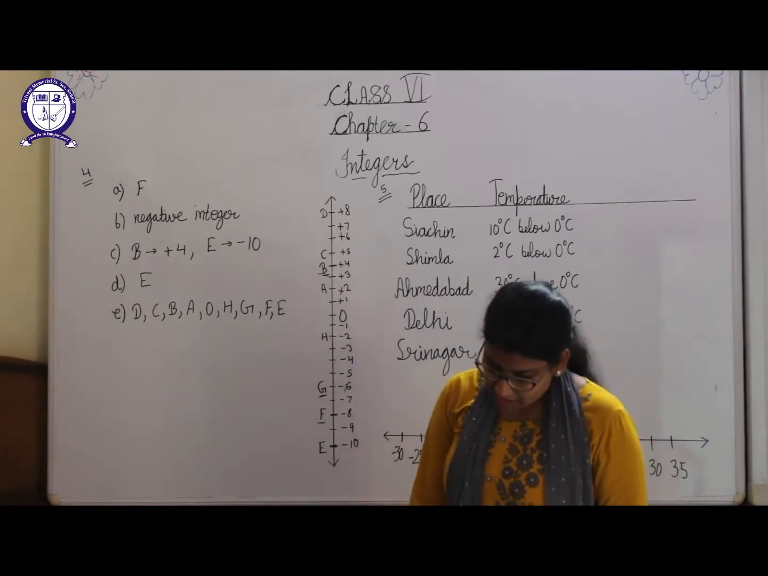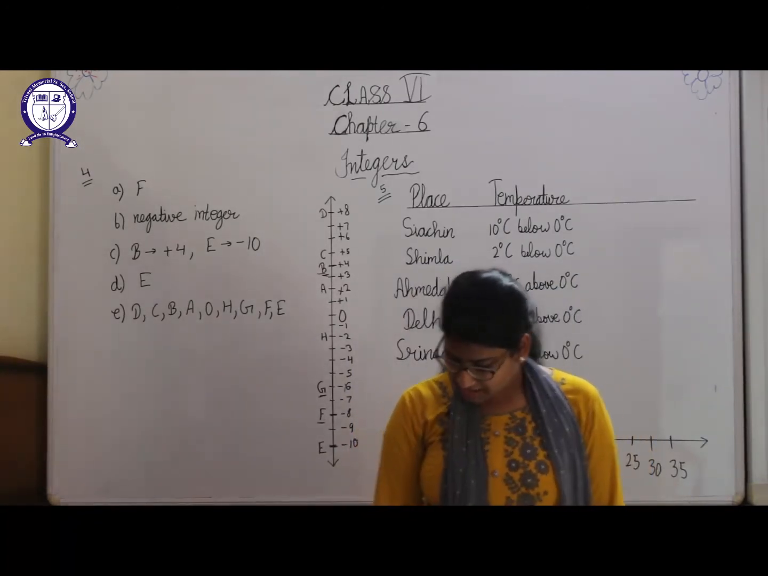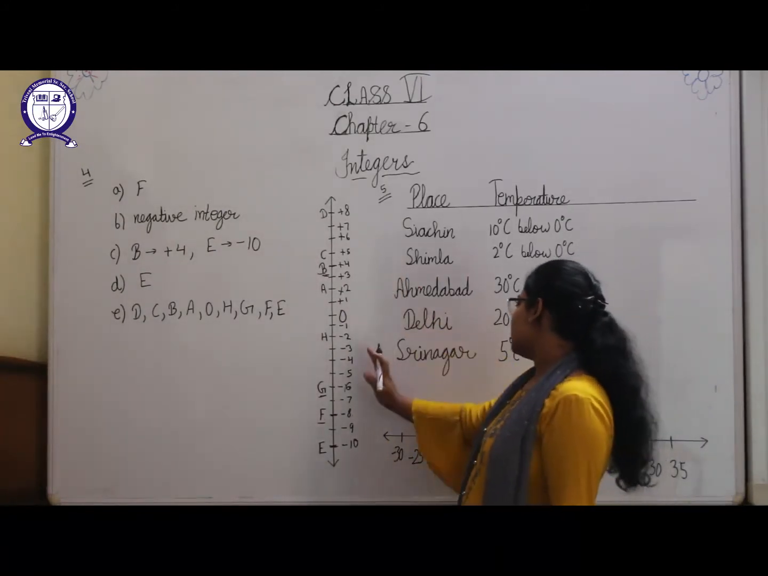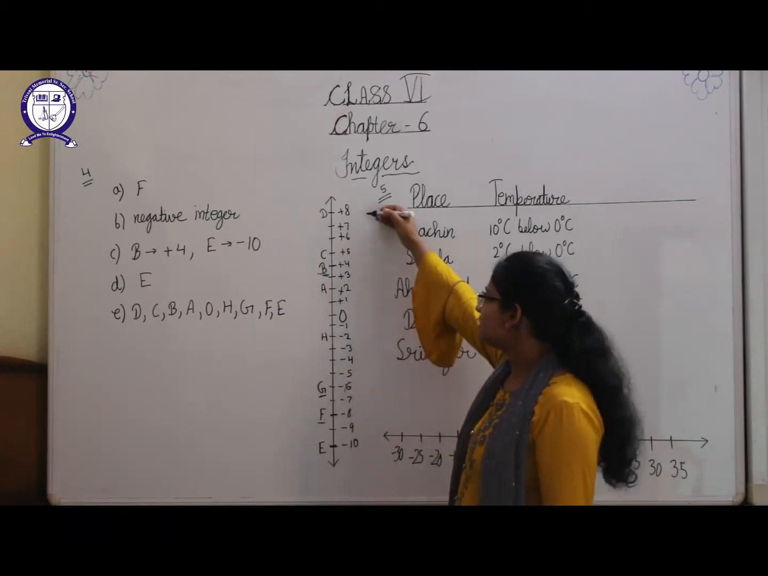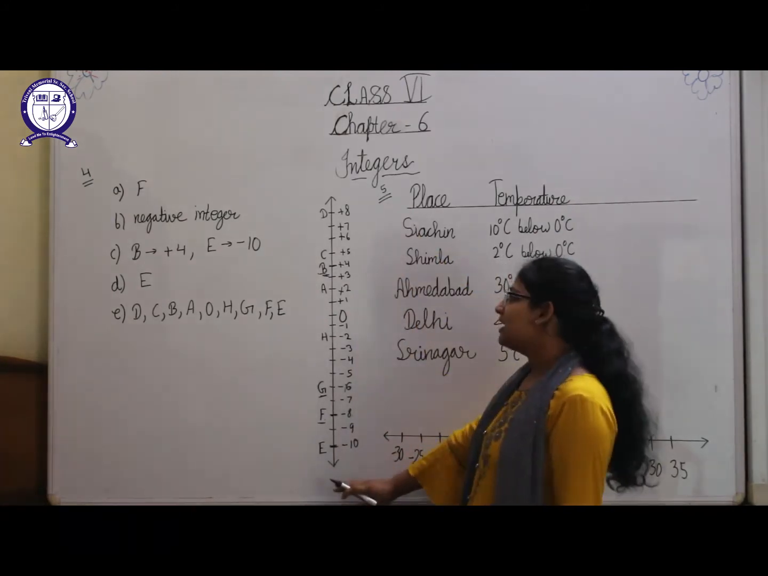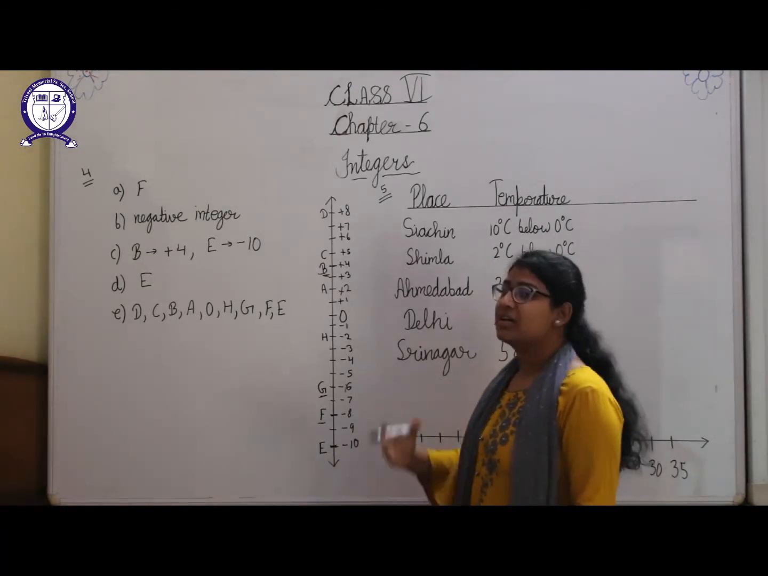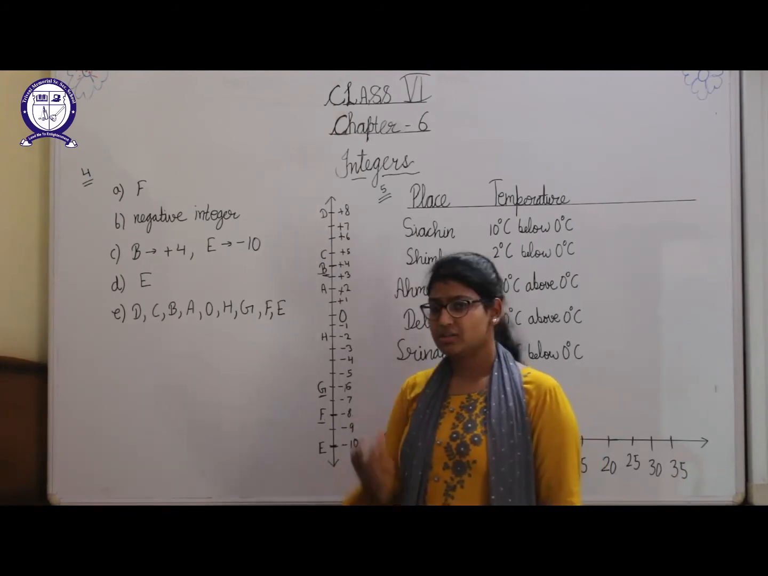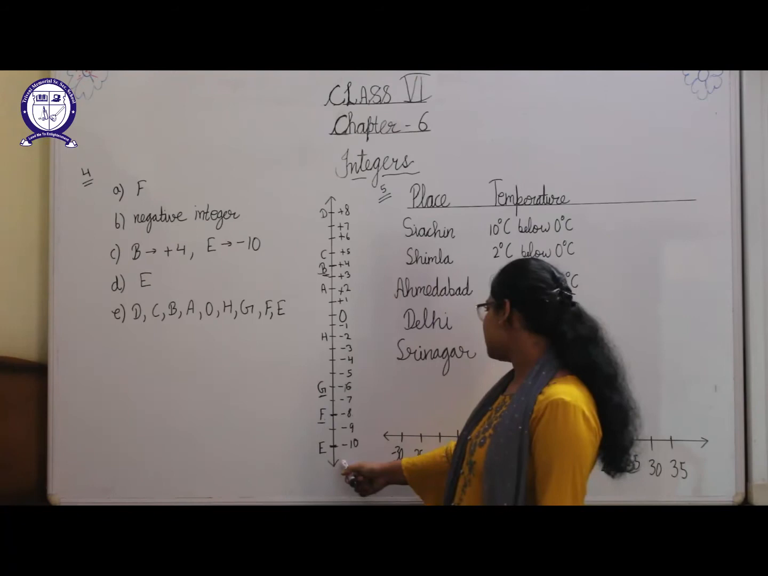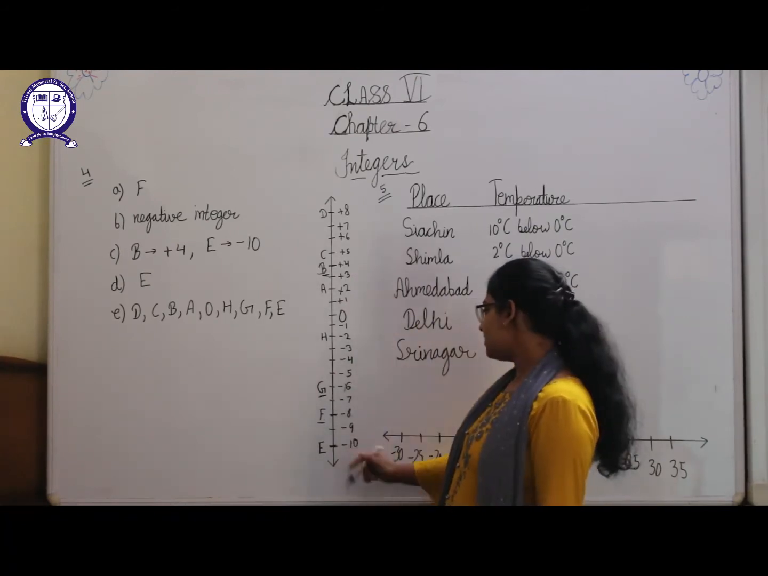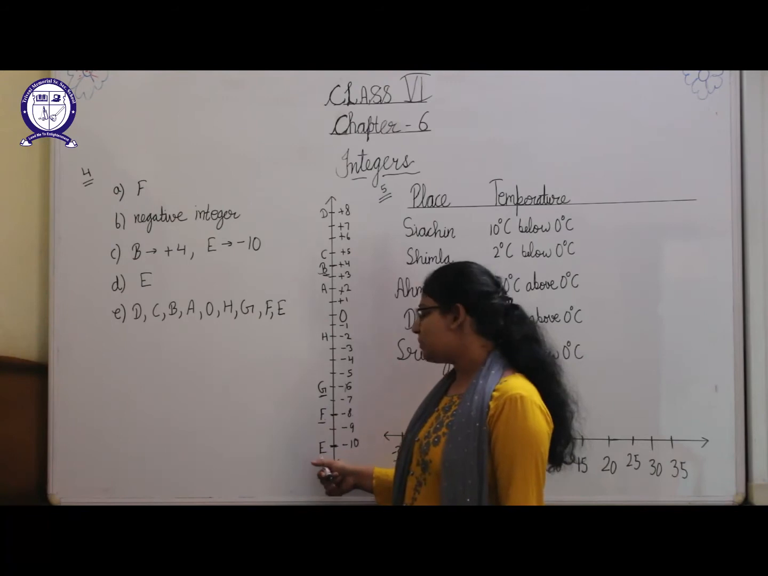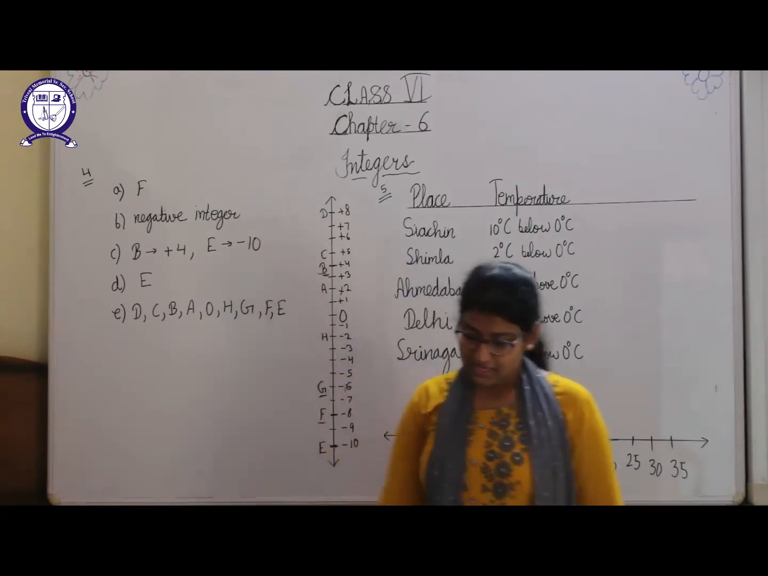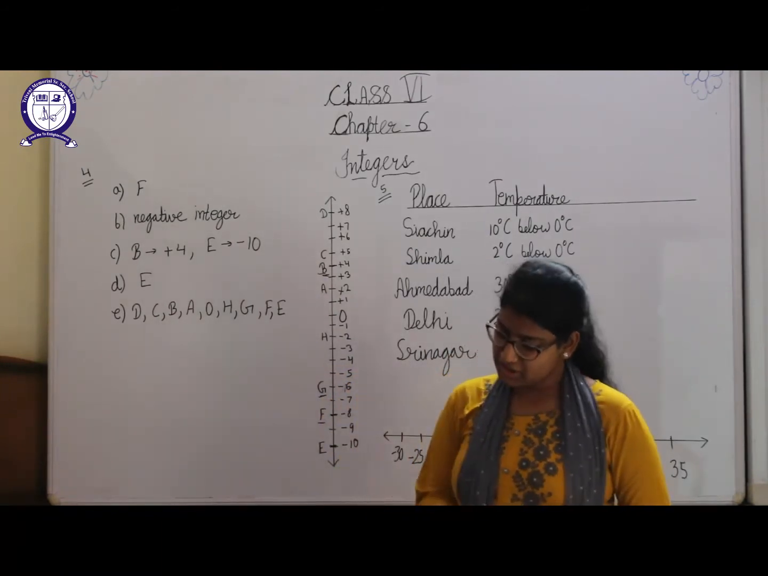Now D part is: which point marked on the number line has the least value? What is the least value on this number line? Here this is 0, these are positive integers and these are negative integers. And as I told you earlier, the greater the negative number is, the smaller its value is, and least means the smaller one. So the smaller one here is -10, the lower one, and which point is representing -10? E point. So our answer will be E. E is representing the least value of the integers.